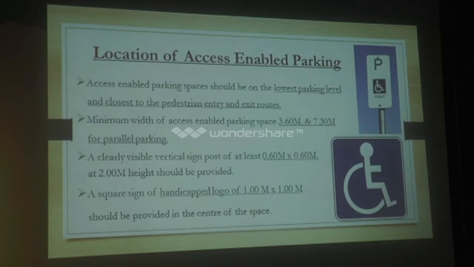The location of the parking: access-enabled parking should be provided at the lowest parking level and closest to the pedestrian entry and exit route for easy accessibility. The minimum size of access-enabled parking should be 3.6 by 7.3. This is a standard parking size for parallel parking. A clearly visible vertical signpost of 0.6 by 0.6 and a square sign of the handicap logo of 1.1 meter are to be provided in the center of the space.